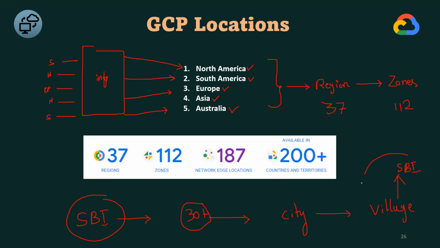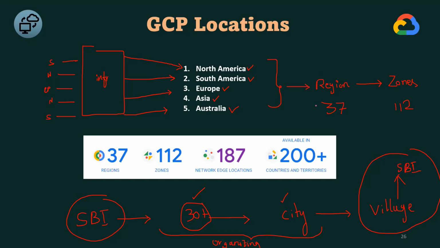Okay, so villages are the ones actually holding the bank, but cities and states and all of these concepts are mainly for what purpose, sir? Organizing purpose. Okay, properly organizing. Okay, for proper organization. But where is actually the bank situated? In the village. Likewise, Google has its own infrastructure which is divided among all of these 5 locations.